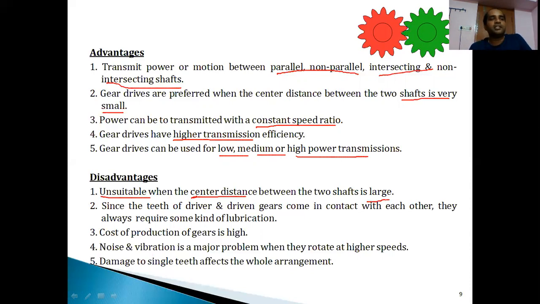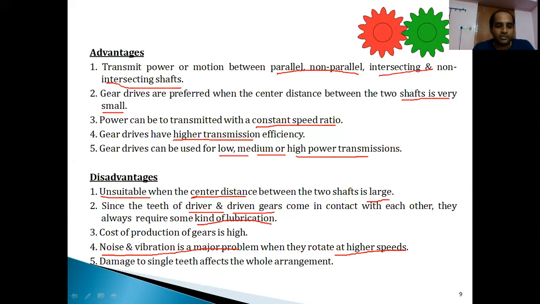Second important thing is, whenever the driver and the driven gear meet with one another, there is development of some friction between these two teeth, which means after some amount of time of meshing, you should go for lubrication. Otherwise, more noise will be produced, and with more noise, even vibration becomes a major problem. So at higher speeds, many times you add some lubricating oil so that the noise as well as the friction can be reduced very easily.